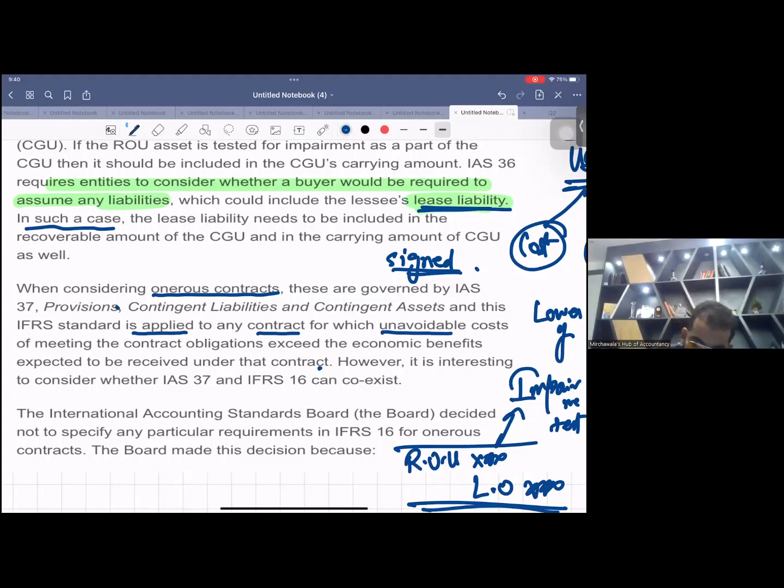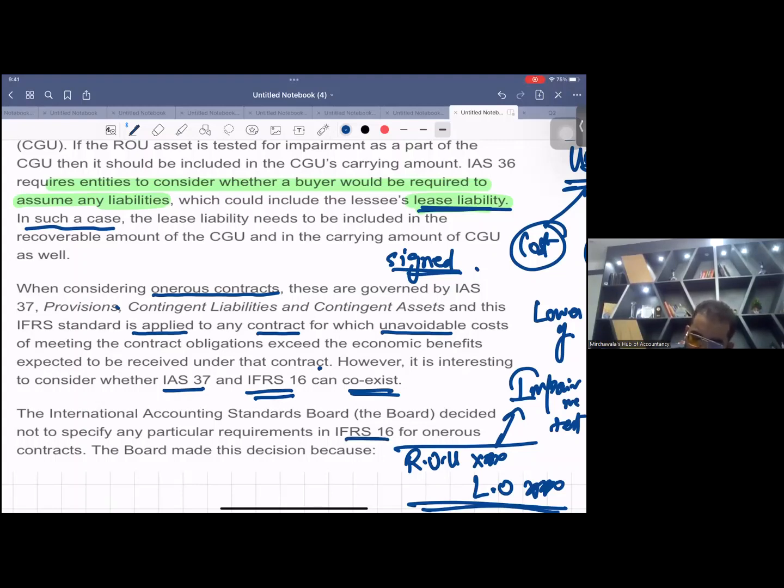However, it is interesting to consider whether IAS 37 and IFRS 16 can coexist. See, how is it possible? We have already booked all future cash flows present value in the form of ROU and lease obligation. So if you apply IAS 37 now, you are going to book the same thing again. It will be double counting. The International Accounting Standards Board decided not to specify any particular requirement in IFRS 16 for onerous contracts.